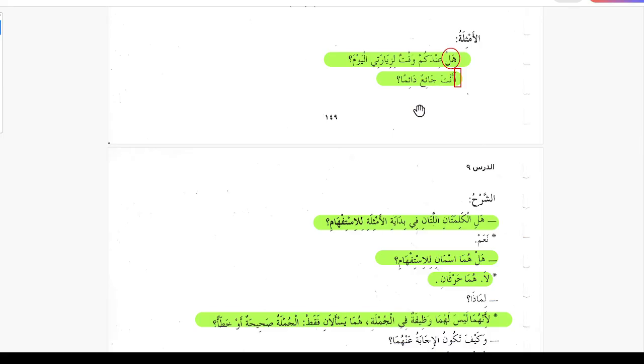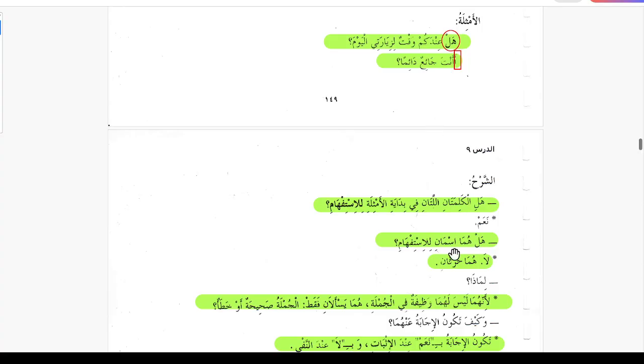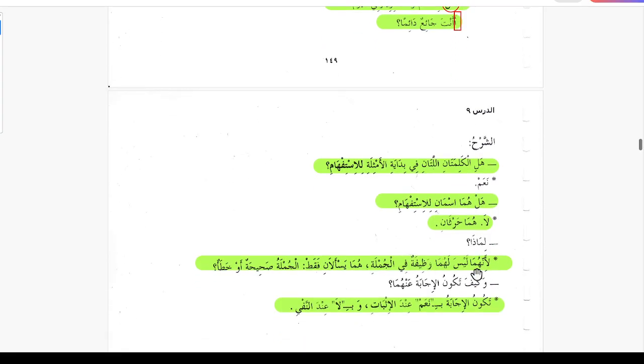Hal huma ismani lil istifham, are they the nouns for questioning? La, no. Huma harfani. There are three types of words in Arabic: ism, fail, harf. So these are not ism, they are not fail, they are particles. Limaza, why? Liannahuma laysa lahuma wazifatun fil jumlati, because they don't have any function in the sentence. Huma yas'alani fakat, they are for questioning only. So they have no other function in the sentence.